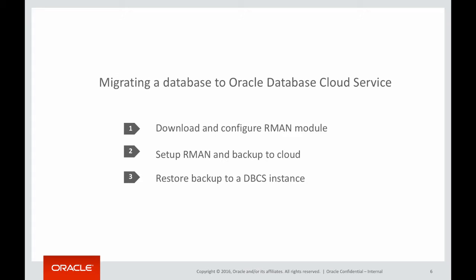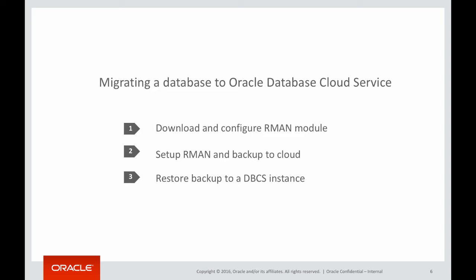Hi, in this video tutorial, I will show you how to migrate an Oracle 11G or 12C database running on 64-bit Linux from your on-premise data center to Oracle's database cloud service in 3 easy steps. You first download and configure an RMAN backup module. Next, you set up RMAN and take a backup to the Oracle Storage Cloud. And finally, you go to your cloud account and restore the backup to a database cloud service instance.